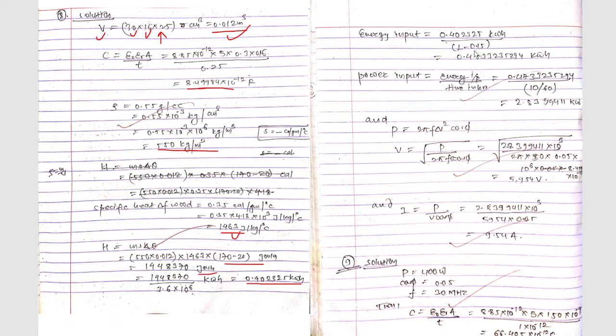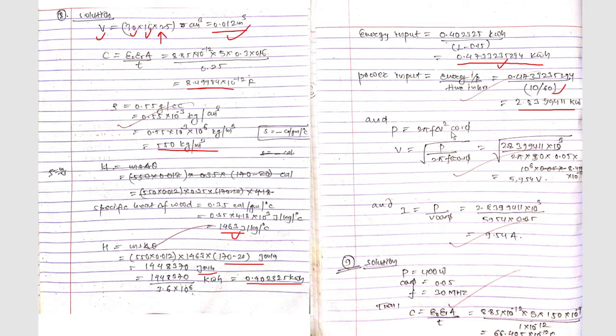upon... all together here you can see the radiation loss of 15% is given. So we'll have 1 minus 0.15, and you will get 0.473323529 kilowatt hours. Power input will be energy input upon time in hours. In the question the time is given as 10 minutes, so in order to calculate in hours we have to divide by 60, so 10 upon 60, and we will get 2.839941 kilowatt.